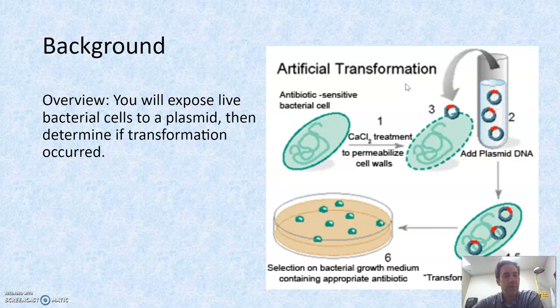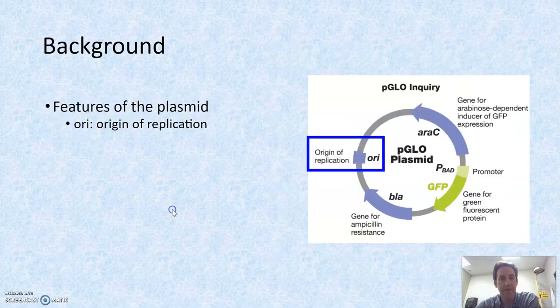So basically, the way it's going to work is you are going to get live bacterial cells, and you are going to expose them to a plasmid and determine if transformation occurred. Now, maybe you remember this, maybe you don't, but let's just recap it. Bacteria do not have a nucleus, but rather have this single circular chromosome. But bacterial cells can also have these little extra rings of DNA called plasmids. And so in this lab, we're going to basically take a genetically engineered plasmid, and we're going to try and induce this bacterial cell to take that genetically engineered plasmid inside of it, and then we're going to look for it later on. So let's talk a little bit about that plasmid that we're going to introduce.